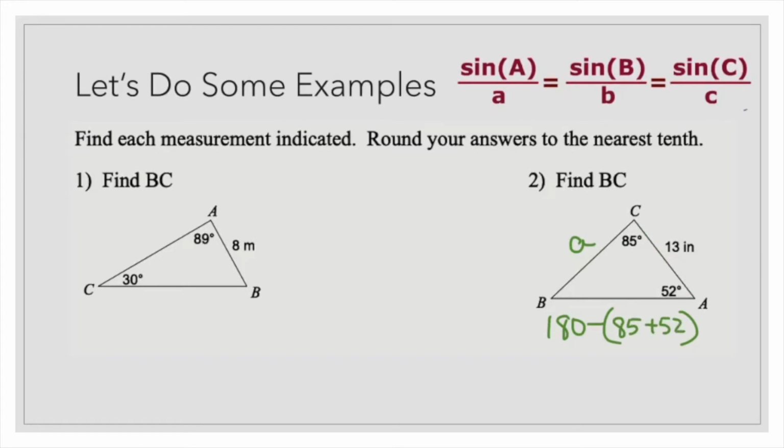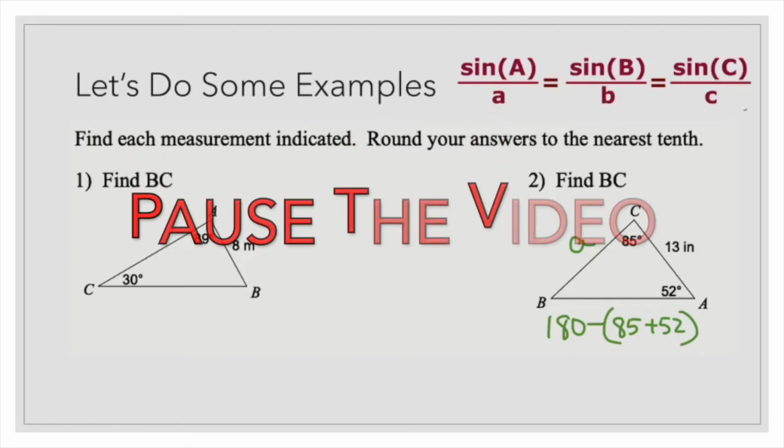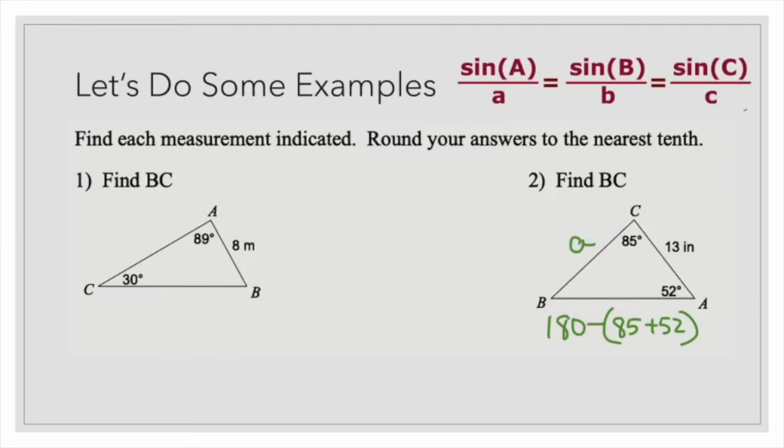Go ahead and take a little bit of time here to find that answer. Pause this video. I got 43. The reason I needed that was because whenever I'm using the law of sines, I need the angle and the side opposite it. And I already have the side opposite, so I need this angle to go with it. So now I can use the law of sines.